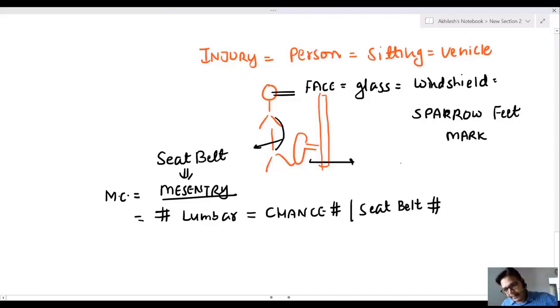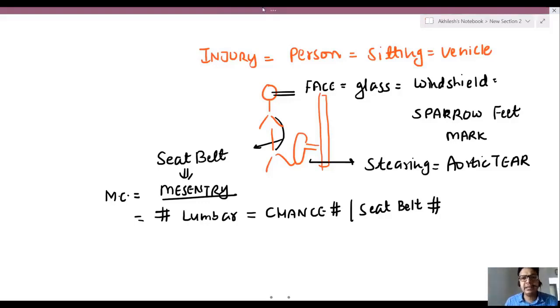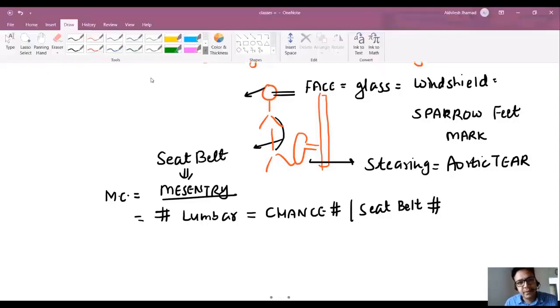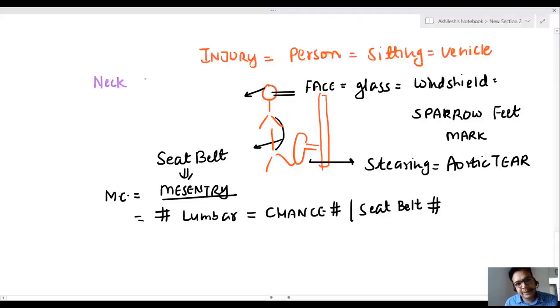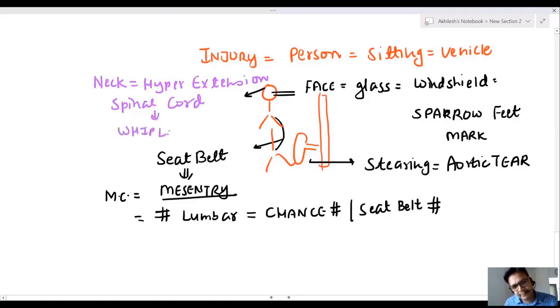This tearing produces aortic tear. The neck goes into hyperextension, and there is an injury of the spinal cord. So this is known as whiplash injury. Neck goes into hyperextension like this, and we have an injury of the spinal cord. As I told you, whiplash injury is an injury of the spinal cord.